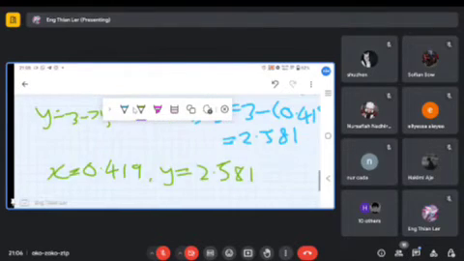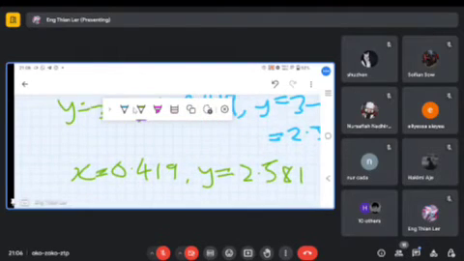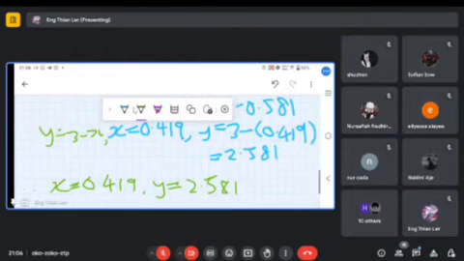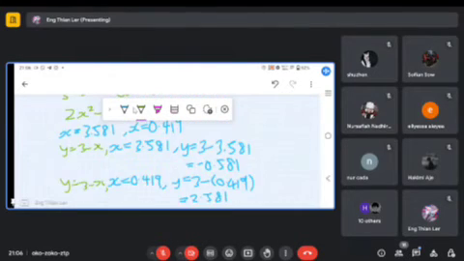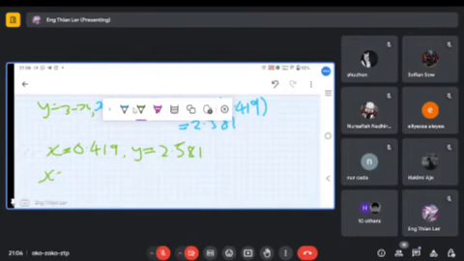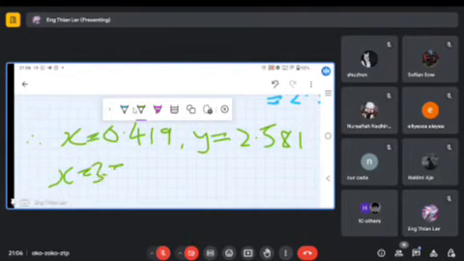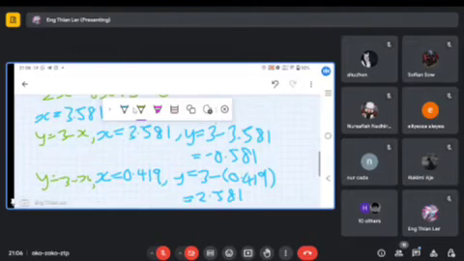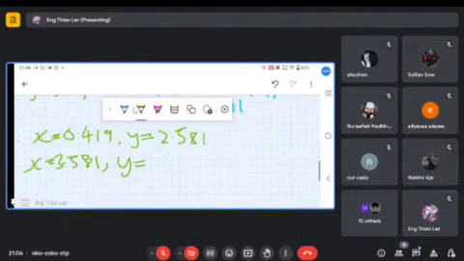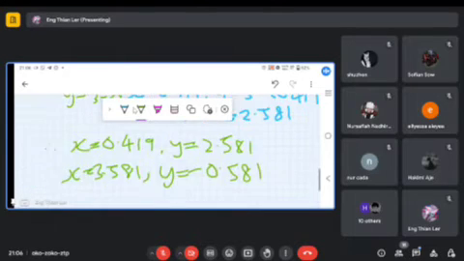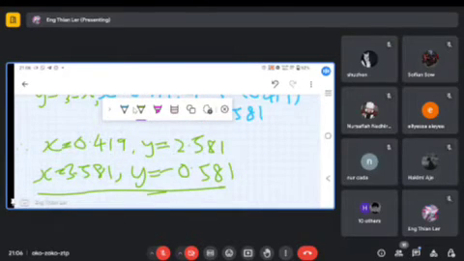Wait, need to write this. And when x equal to 3.581, y will be equal to negative 0.581. And that will be the solution for the question.